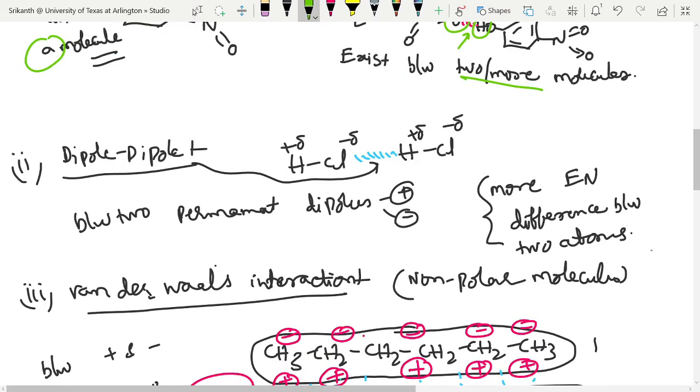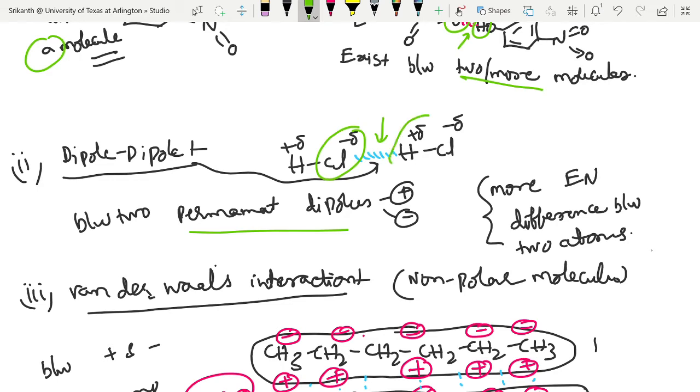So the second one is dipole-dipole interactions. Dipole-dipole interaction exists between two permanent dipoles. In the case of hydrogen chloride, HCl, hydrogen has a partial positive charge and chlorine has a partial negative charge. This is a permanent dipole. And the dipole-dipole interaction is happening between the chlorine of one HCl molecule and the hydrogen of the other HCl molecule.